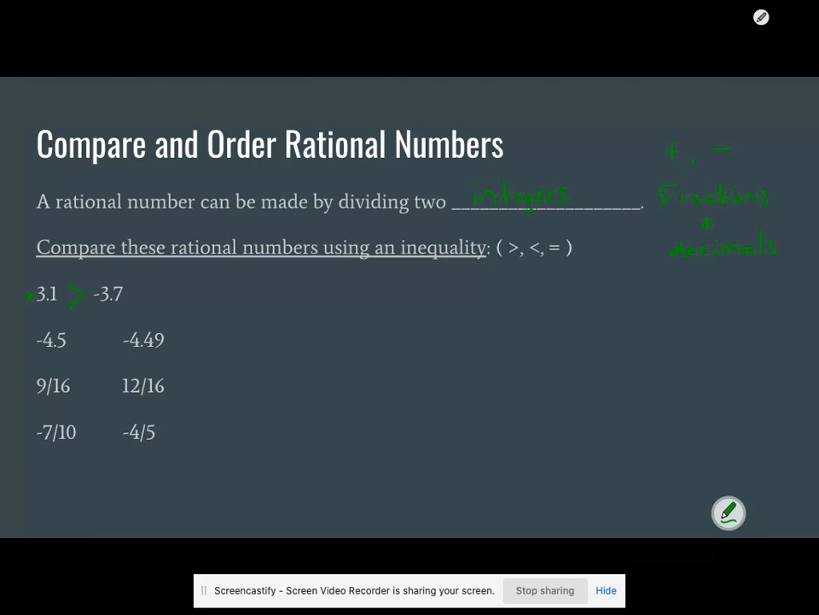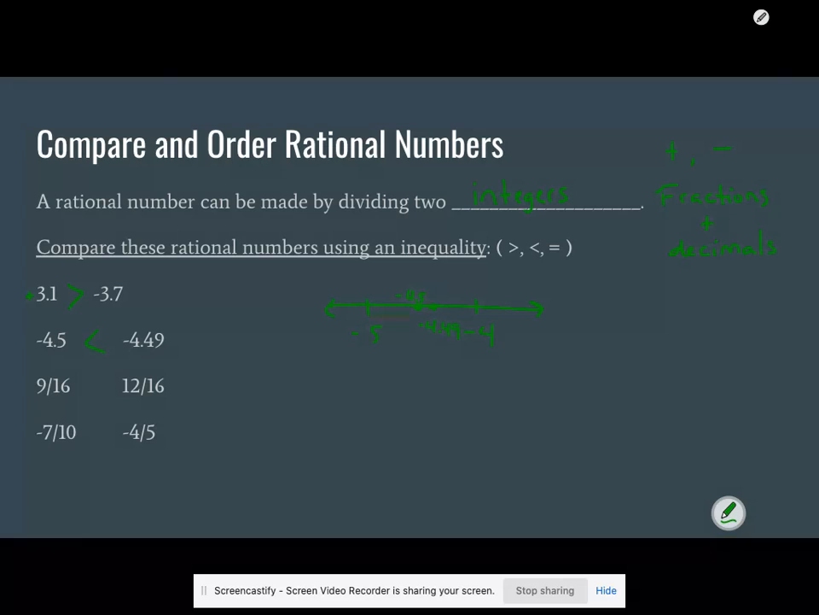Taking a look at the next example, thinking of a number line. Let's just say that this is my negative 4 and this is negative 5. If I plot a negative 4.5, that's going to be right in the middle. Now, is negative 4.49 closer to negative 4, or is it farther from negative 4? Well, it's actually closer. It would literally be right here.